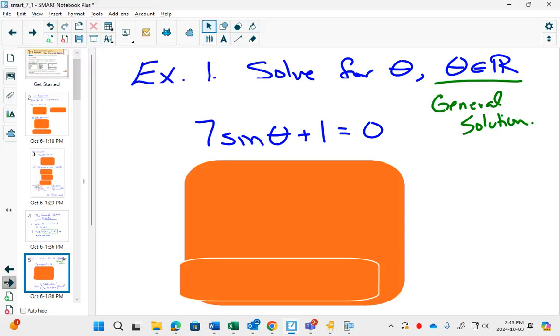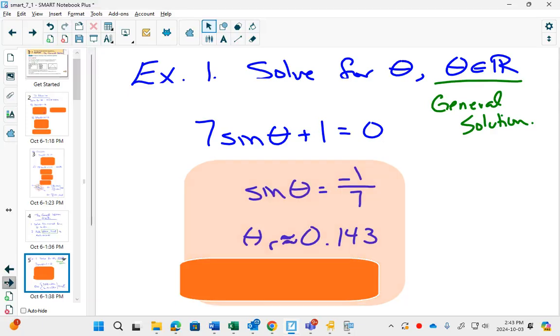So to begin with, we get sine theta by itself, which is negative 1/7. And then we find our reference angle. Which is a terribly fascinating result, because the reference angle is 0.143, rounded to 3 decimal places.